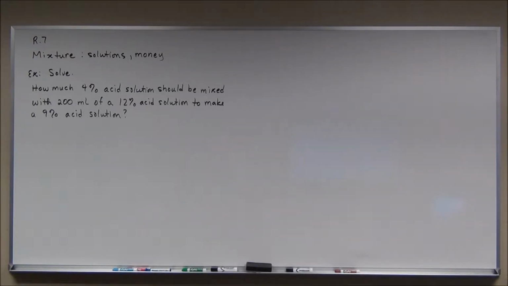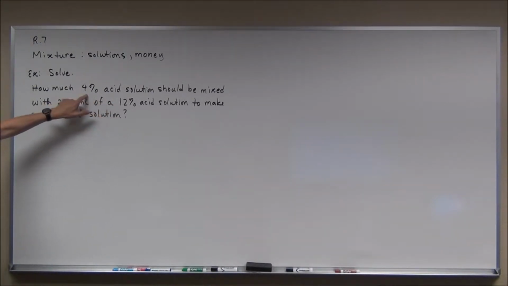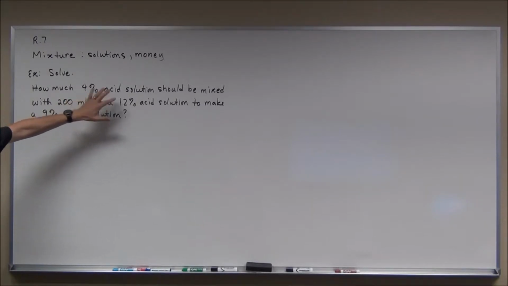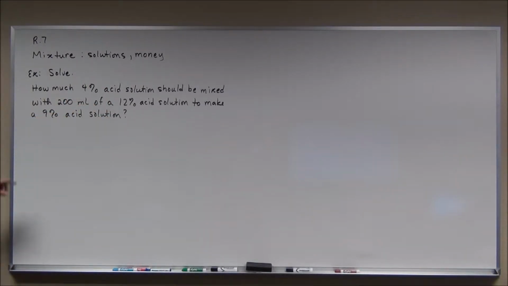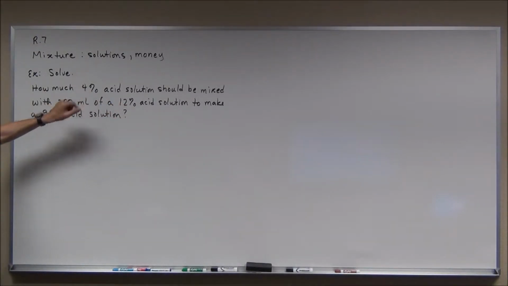How much 4% acid solution should be mixed with 200 milliliters of a 12% acid solution to make a 9% acid solution? One thing you may want to make note of is that the percent of the mixture has to be somewhere in between. Now if it turns out to be exactly in between, which would be say 8%, then you need equal amounts of the two things that you're mixing. But since this is 9%, a little bit stronger than an 8% solution, you figure you need a little bit more of the stronger mix than the weaker stuff.